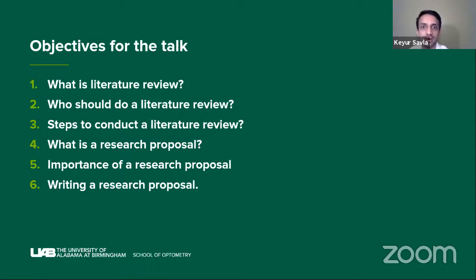The objectives of my talk are to help you understand what a literature review is, who should be writing one, and the steps to conduct one. Likewise, what a research proposal is, the importance of a research proposal, as a lot of you would be applying for master's or PhD, or even for bachelor's, you would at some point be asked to write one, and how to write it. I split this talk into two halves. The first half will speak a lot about literature review, and then we will speak a little bit about the research proposal in the second part.